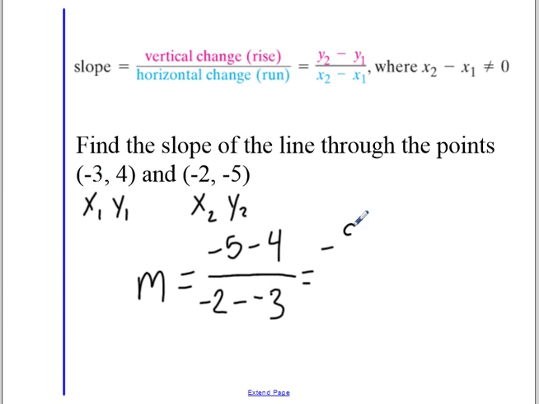I end up with -9 over, remember, a negative and a negative make this actually plus. So this is -2 plus 3, which is 1. My final answer for my slope is -9. So this is how you find slope. Subtract the y's, subtract the x's, and divide.